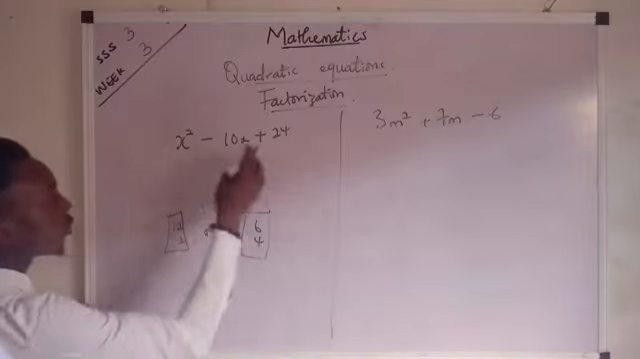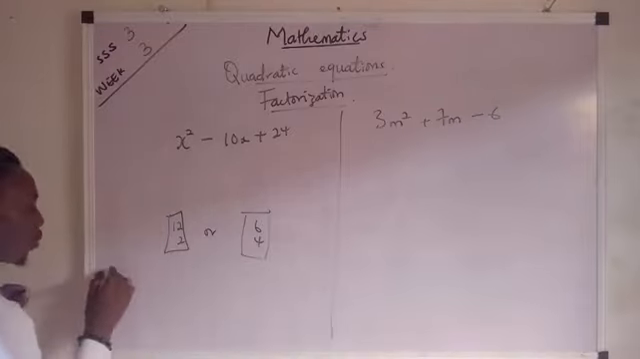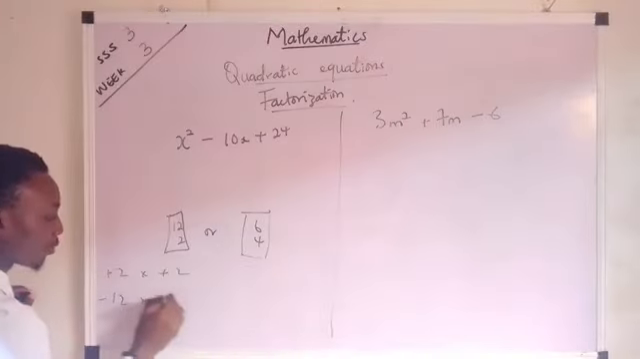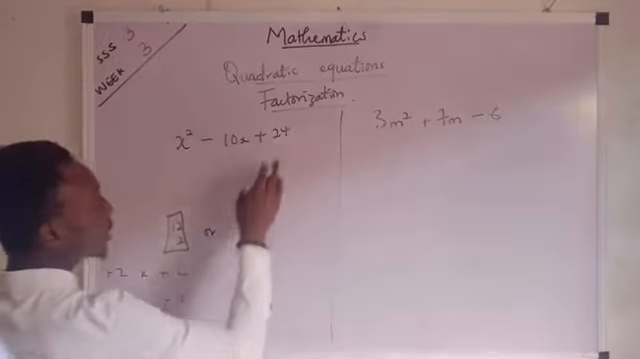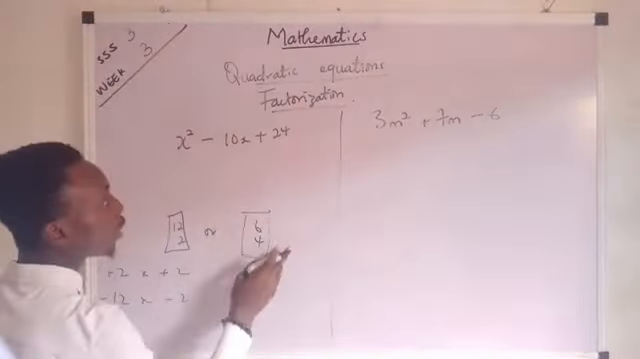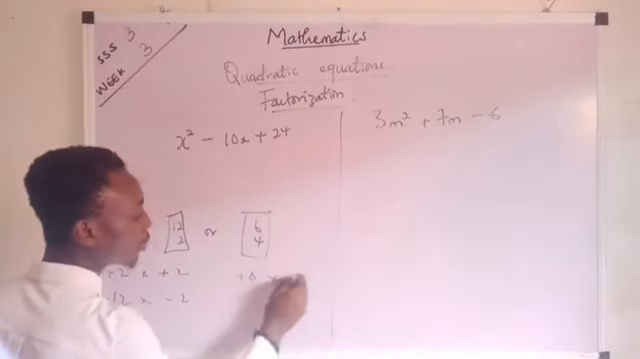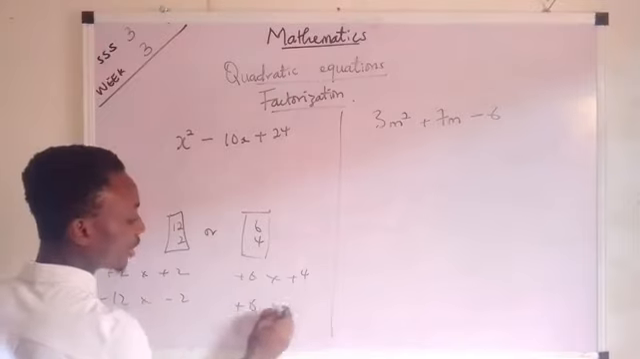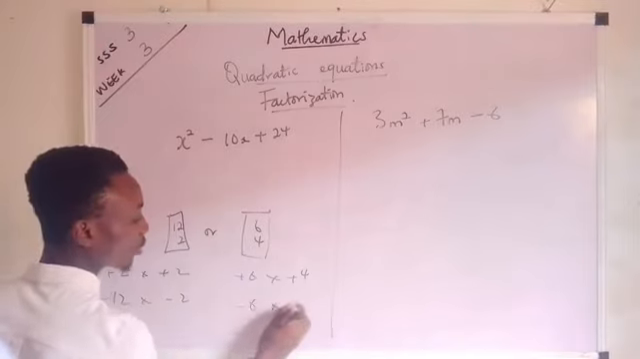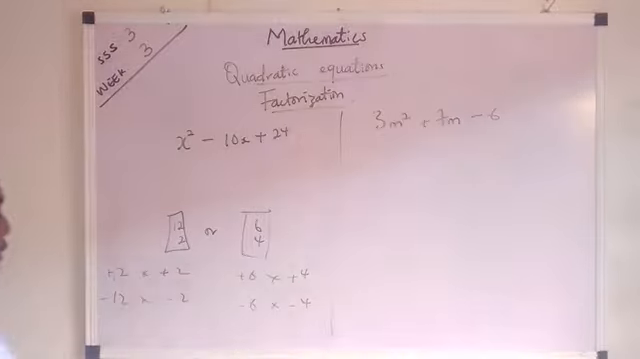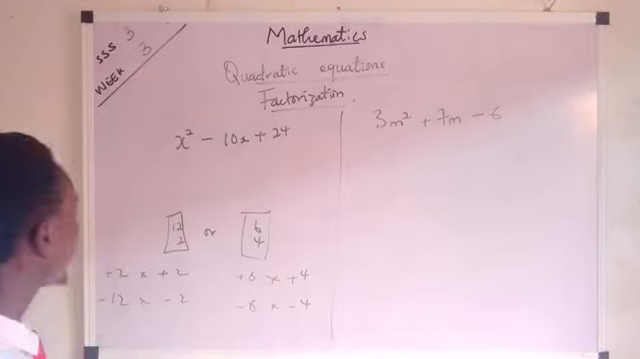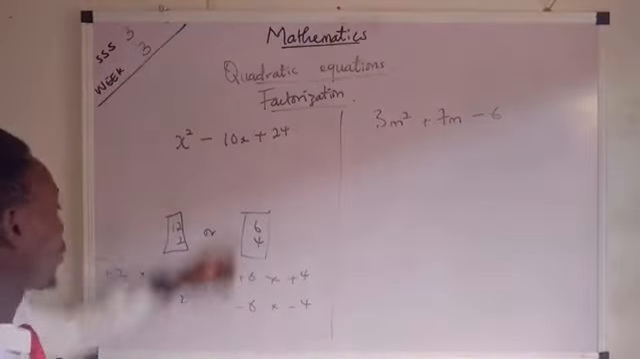Now 12 times 2 will give us 24. It will be plus 12 times plus 2 or minus 12 times minus 2. Now 6 and 4, how do we get 24? It's either plus 6 times plus 4 or minus 6 times what? Minus 4. Now having these 4 options here, we will now check which one can we add together to give us minus 10.